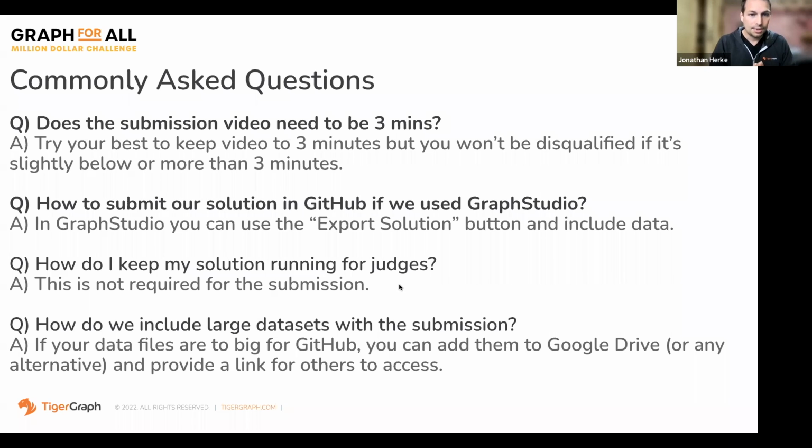How do we include larger data sets with the submission? This is another great question. So sometimes the data files are too large in GitHub. What you can do is add them to Box, Google Drive, or S3, wherever you so choose to put them, and you can include those links in your GitHub repository where the judges can pull the files.